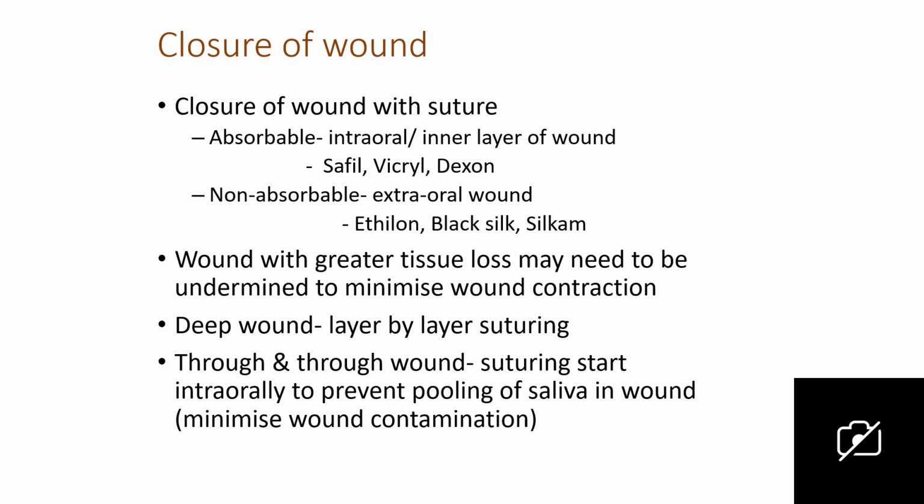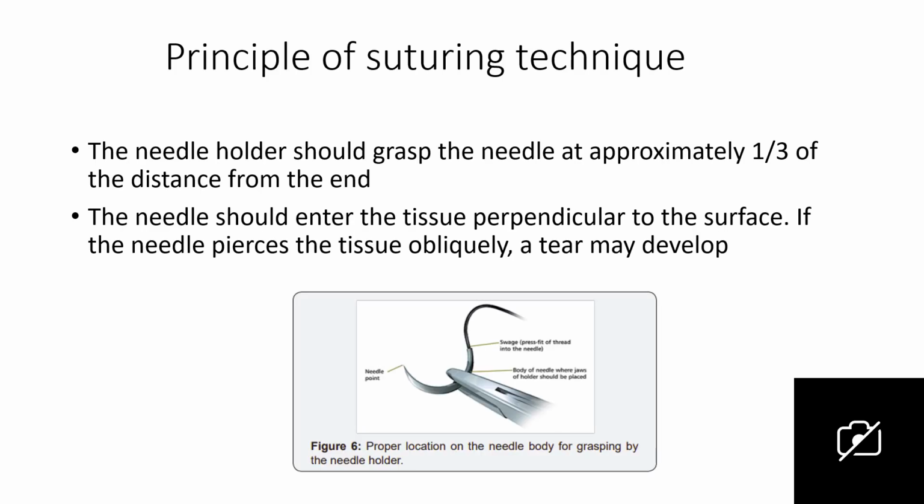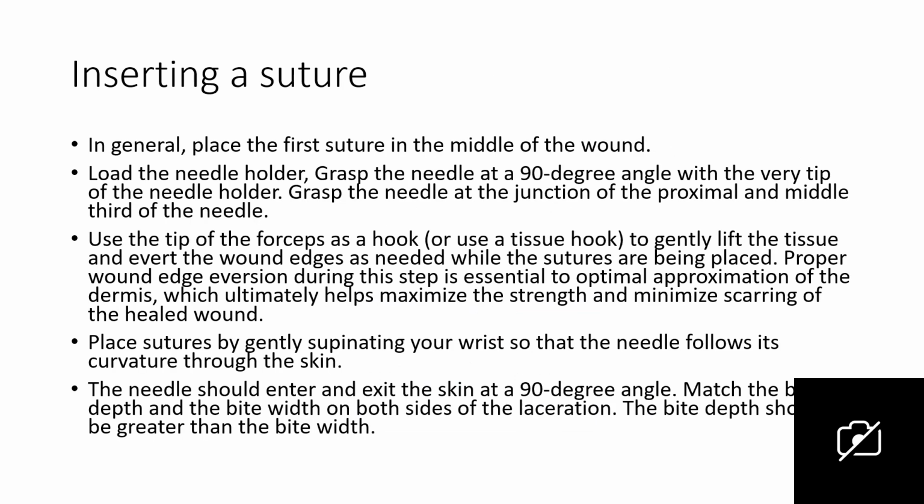So now we have come to closure of the wounds. Closure of the wound with suture can be done this way. Principle of suturing technique: the needle holder should grasp the needle approximately one third of the distance from the hand. See the diagram. The needle should enter the tissue perpendicular to the surface. If the needle pierces the tissue obliquely, a tear may develop. We don't want to tear the tissues.